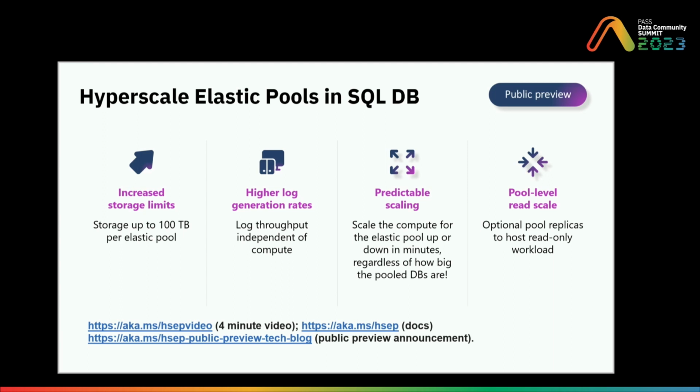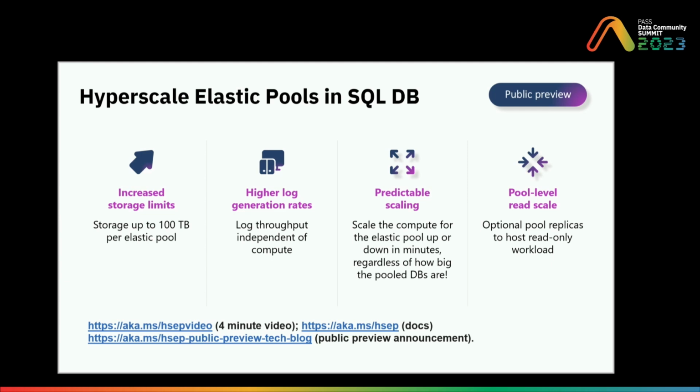Pools have been around for Azure SQL DB for a while, but they had some pretty significant limits. The most significant limit was the 4 terabyte storage limit. With Hyperscale Elastic Pools, we do away with that limit. You can go all the way up to 100 terabytes. Again, this is the total size of all your databases in the pool, at the most 100 terabytes.